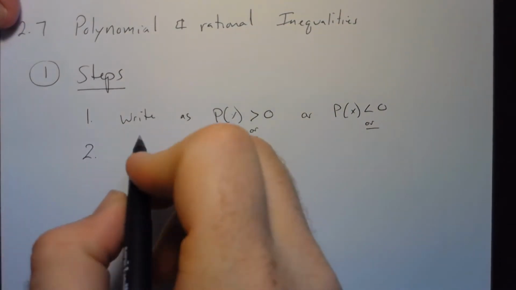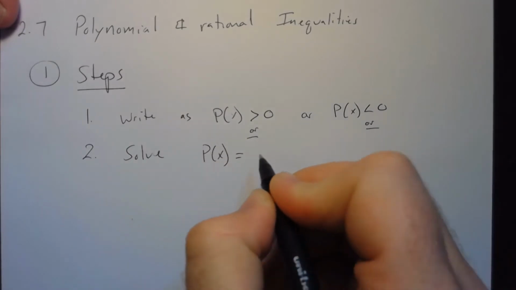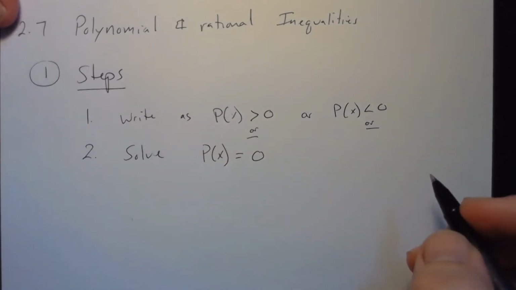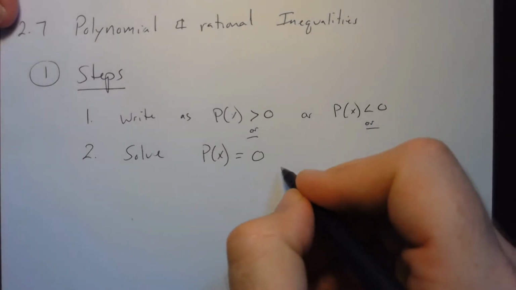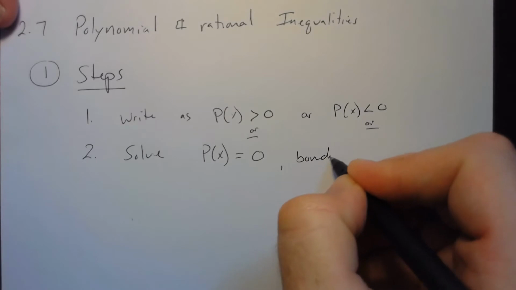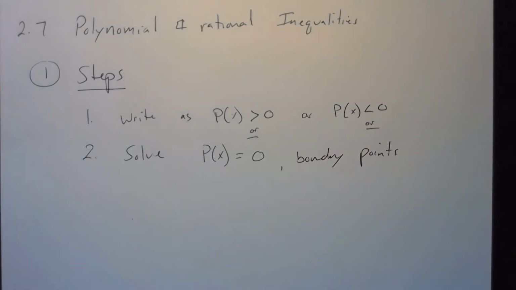Your second step would be to solve as though the polynomial or the rational function is equal to 0. These particular values that you're going to solve for, we would call the boundary points in some way. They're the locations where the polynomial would be equal to 0, not necessarily that it has to be equal to 0, but it will help you distinguish where the separators are, where it could change from positive to negative or negative to positive.